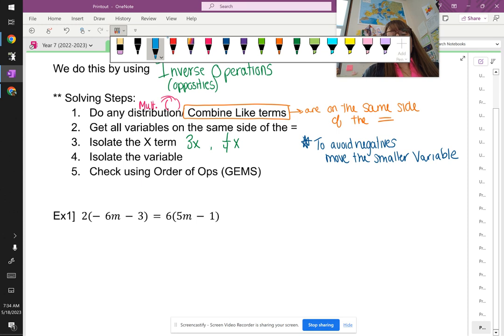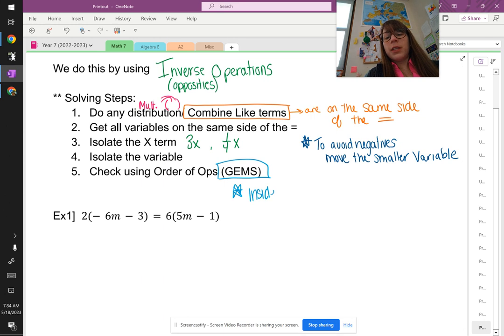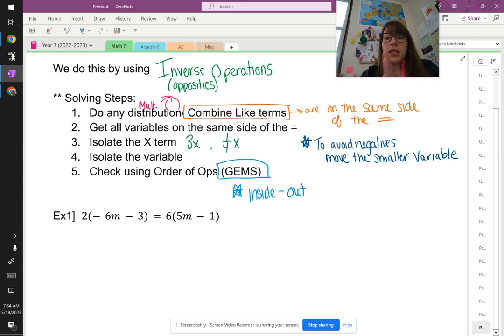Finally, last but not least, you're checking using your order of operations, which is that GEMS acronym. And when we're doing GEMS, we're going to be focused on going from the inside out. We're going to start with those innermost groupings and then work our way out.